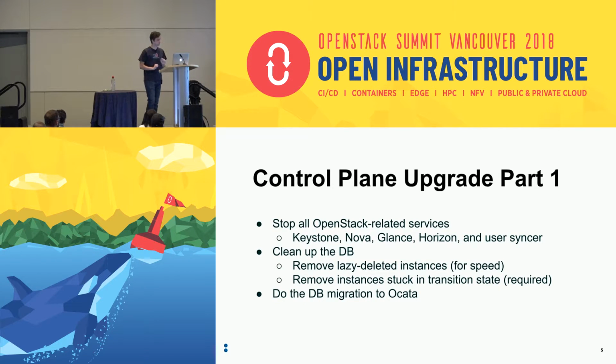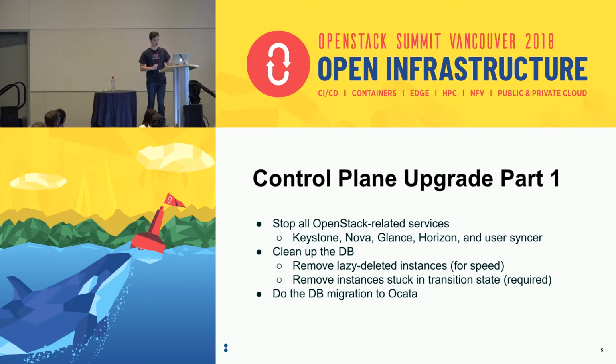All right, so like I said before, take down Juno. Stop all of the OpenStack components and anything else you might have running, like our user syncer. Okay, so now, like I said before, no new calls coming into the DB. Perfect time to do the DB migration.